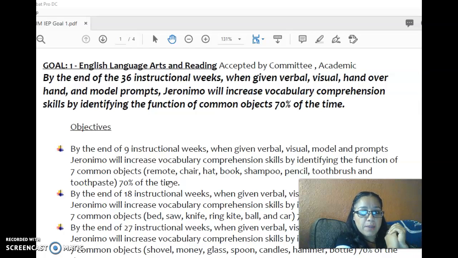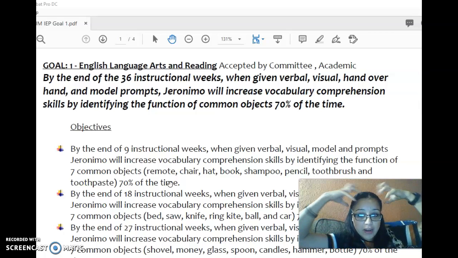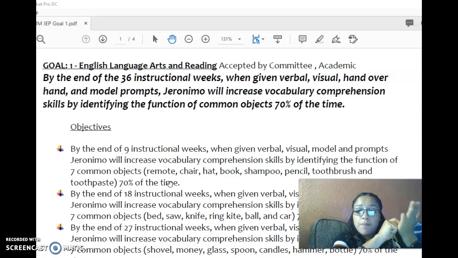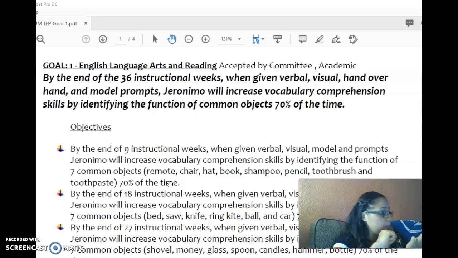What about shampoo? When you use shampoo, you put it on your hair and you wash your hair super good. So whenever you're in the shower, mommy says, Geronimo, put shampoo on. So you put shampoo and you scrub. What about a pencil? So a pencil you use to write. So with the pencil, you are going to be writing.